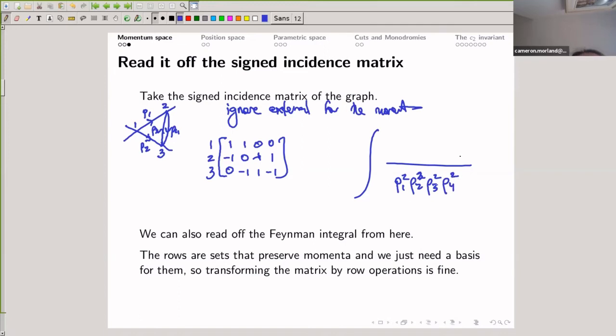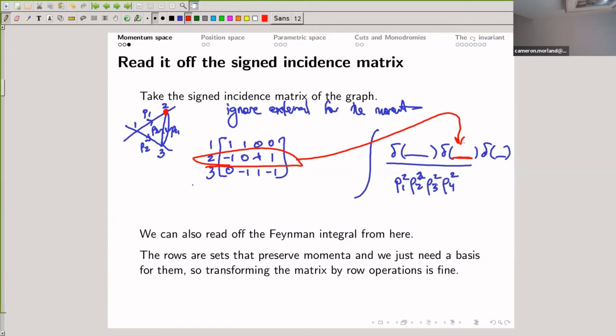And then in the numerator, what are you putting? Well, you have to impose momentum conservation, and so you need some delta functions to force some things to be the same. You're going to get one of these delta functions for each vertex. So here's a vertex, and that's going to become this delta function. And what is that really? That's just the information in this row. So the rows are the sets that preserve momentum. I don't even care if I did some row operations, or if I'm not actually looking at the signed incidence matrix but some other representing matrix for the cyclomatroid of the graph. I'm totally happy, and I can read off the integral just as well.